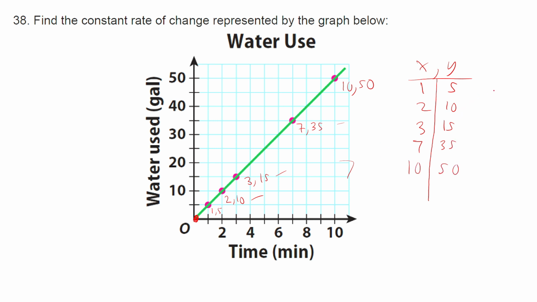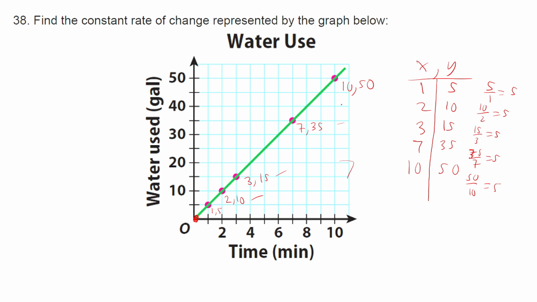How do we compute the unit rate? So we have here, what's 5 divided by 1? That is 5. What's 10 divided by 2? That's also 5. What's 15 divided by 3? That's also 5. What's 75 divided by 5? I'm sorry, what's 35 divided by 7? That's also 5. What's 50 divided by 10? That's also 5. So our constant rate of change here, or our slope, or our unit rate is actually 5.